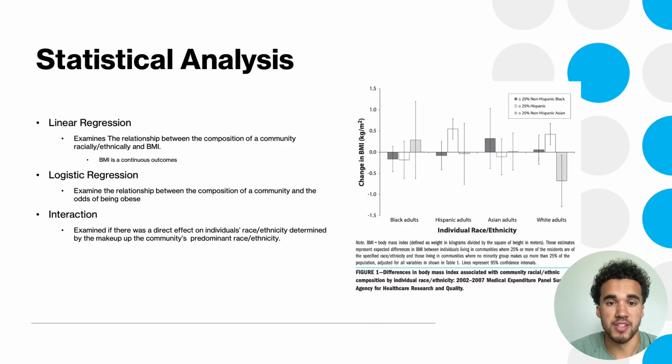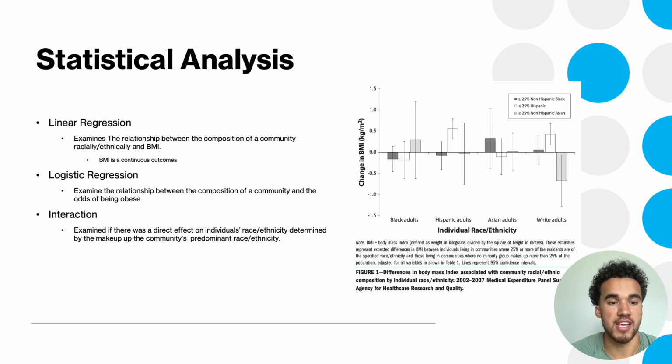Moreover, the study conducted a statistical analysis. The few points I'll be going over from the statistical analysis are the linear regression, the logistic regression, and the interaction. The linear regression examines the relationship between the race/ethnic composition of a community and BMI. The logistic regression examined the relationship between the composition of a community and the odds of being obese.